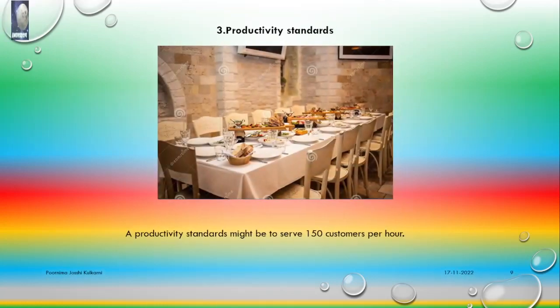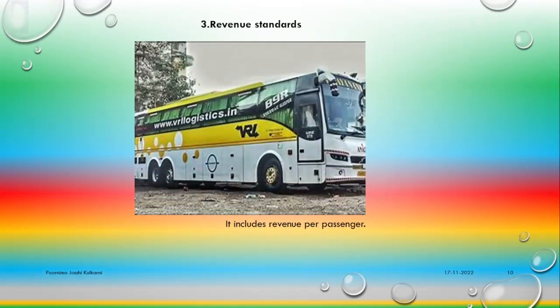Productivity standards. Productivity standards might be to serve 150 customers per hour in a restaurant. Revenue standards, for example, logistics, VRL buses. Here it includes revenue per passenger.